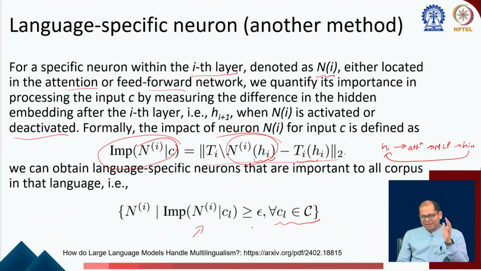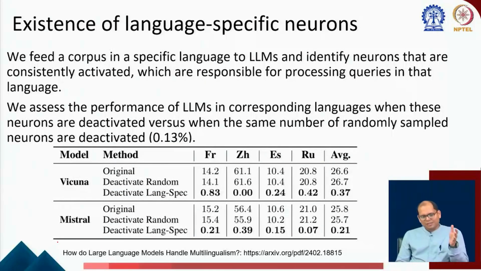Okay. So, just to recap, they will take a corpus for multiple languages. For each language, they will have multiple sentences, and they will see for a particular neuron what the activation is if I remove that versus I keep it. If the difference is above a threshold for all the sentences in that language, I will say that this is an important neuron for the language. So they feed a corpus in a specific language and identify neurons that are consistently activated, and they are responsible for processing queries in that language.